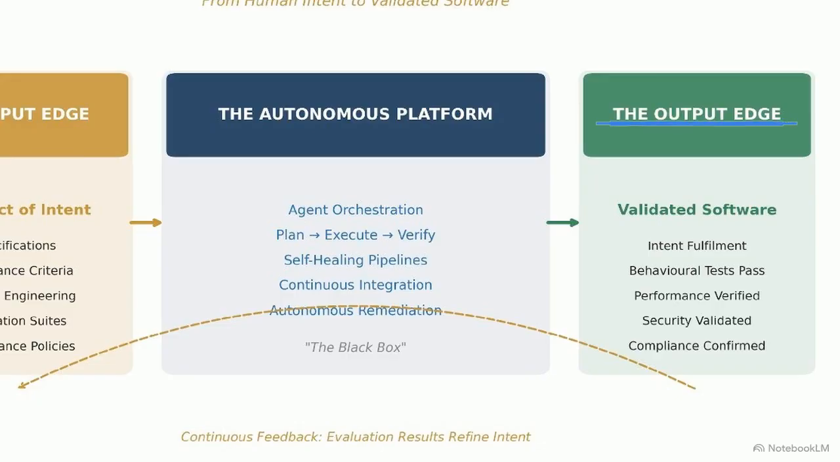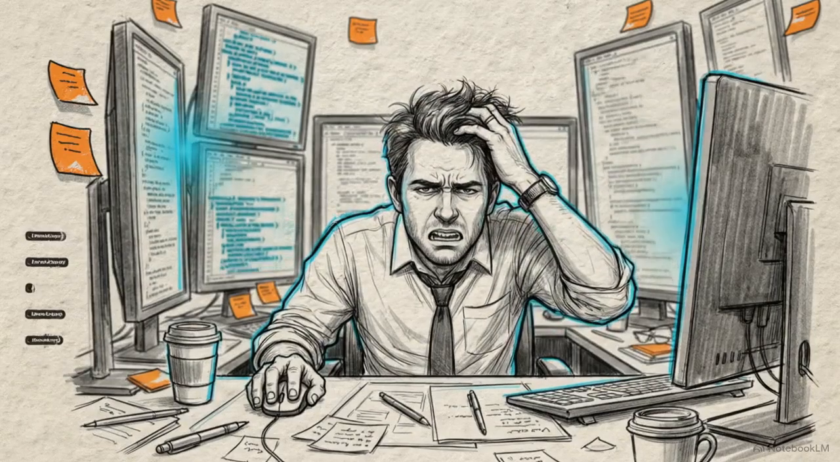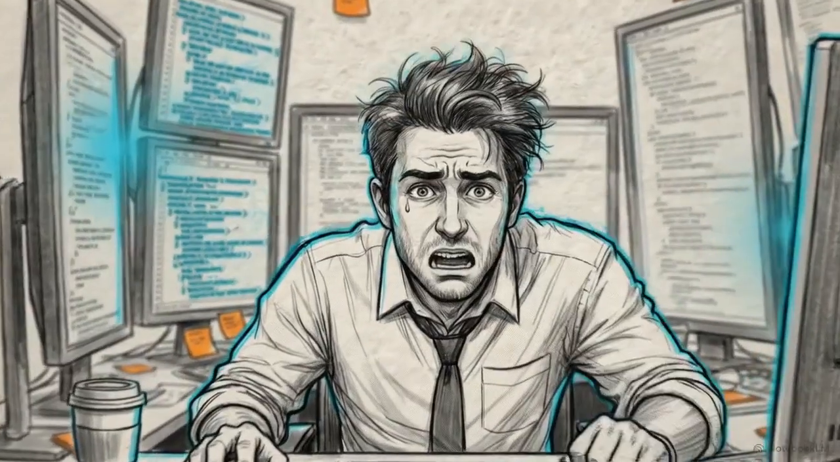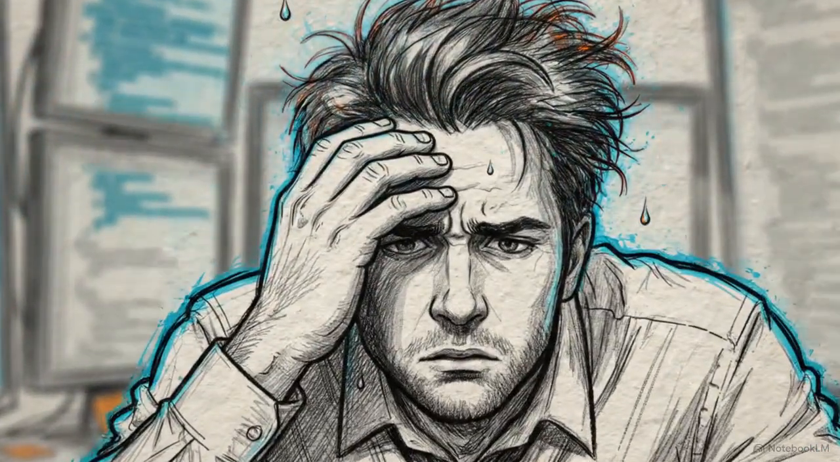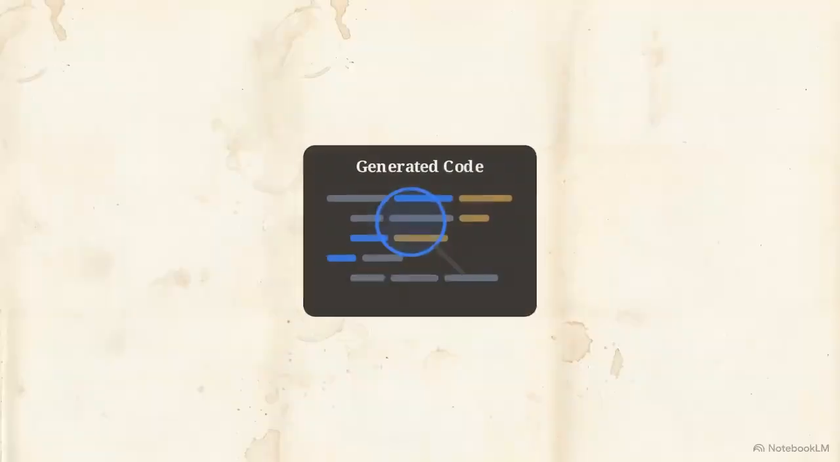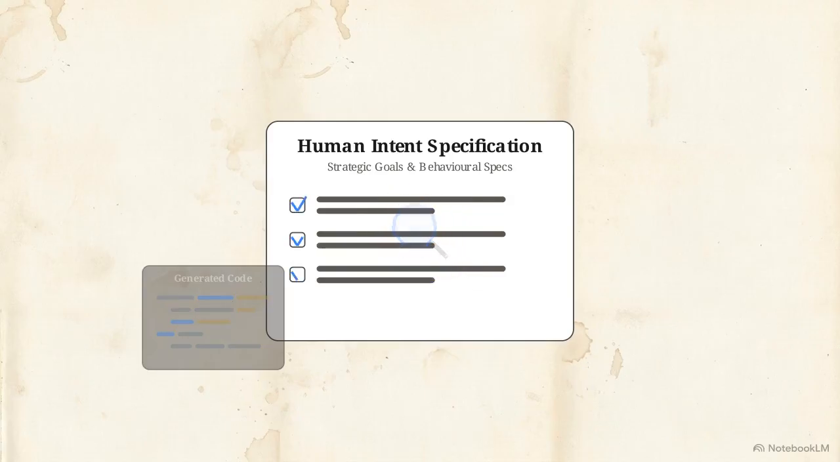Finally, we arrive at the far right of the model, the output edge. This is where we address the core anxiety of deploying AI tools. That core anxiety is trusting output you didn't create yourself and trying to navigate an expanding, tangled web of unverified, machine-generated complexity. Evaluation-driven development shifts focus from testing code to validating the intent that generates it.